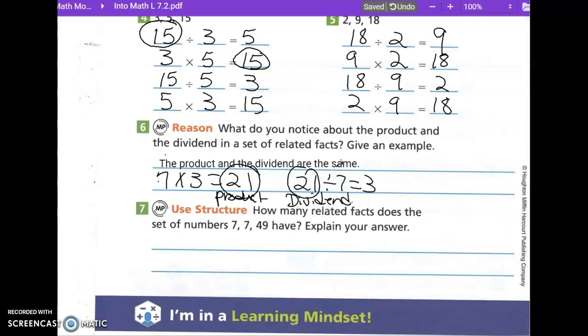Number 7. How many related facts does this set of numbers have? Well, if we're going to do this, we're going to say 7 times 7 equals 49. Is there any reason why we should switch those factors around? It's going to look the same, right? So there's only 2. There's only one multiplication, and there's only one division. When our factors or our divisors and our quotients are the same, you can only have one. Okay, now we'll type in a word answer.